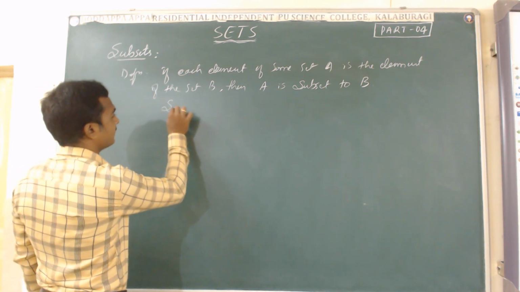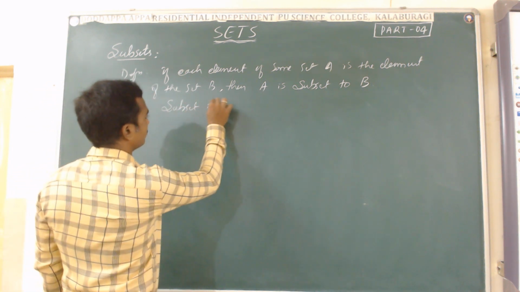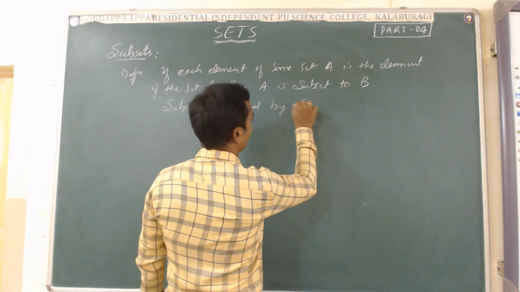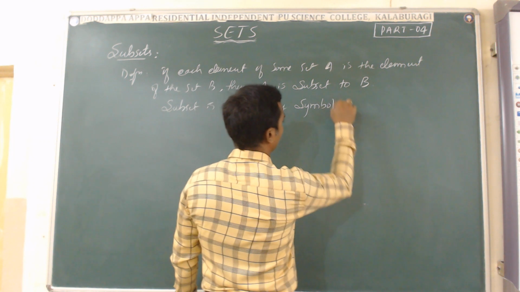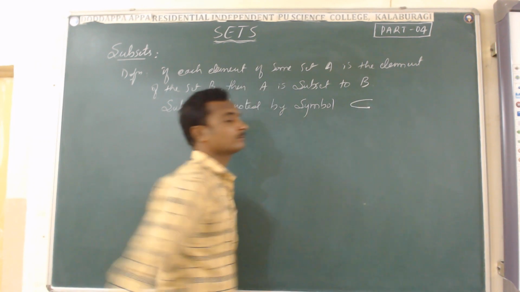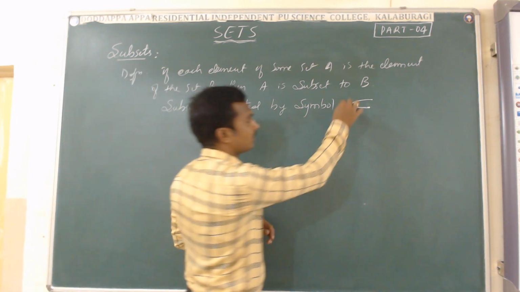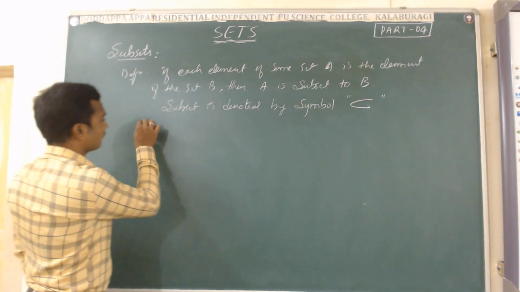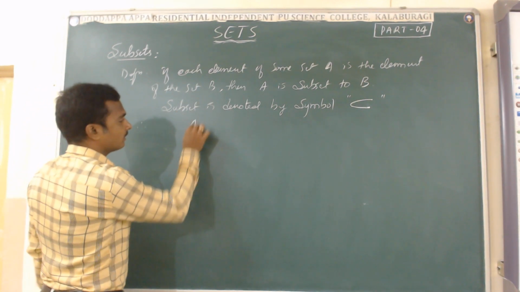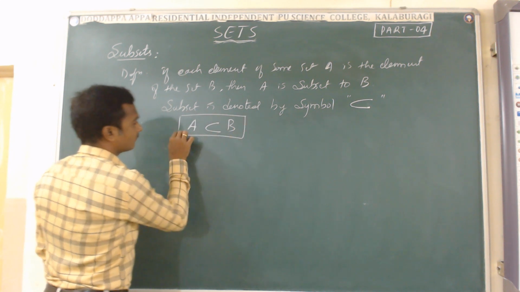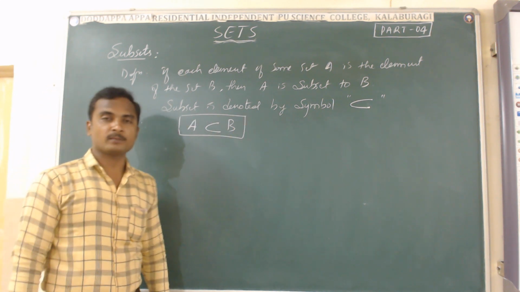The subset is denoted by a symbol. This symbol is called subset. Therefore, from the above definition, A is a subset of B, right?